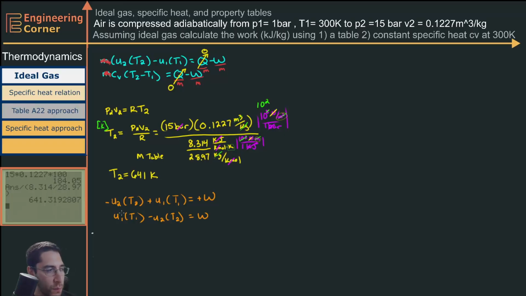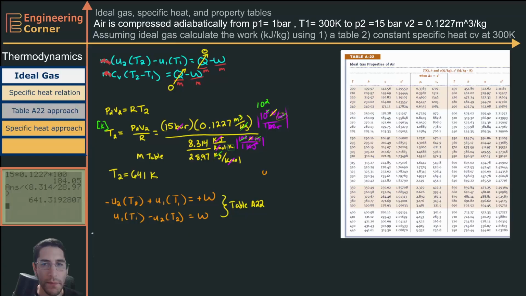Well, because we're working with air, we want to go to table A22. All right, so let's go to our air table. And how this table works is like this. The first column right here is going to be our temperature. Then we have enthalpy and we have internal energy. So those are the two columns that we're interested in this problem. We don't care about the enthalpy, we don't care about our entropy stuff, we don't care about those columns.